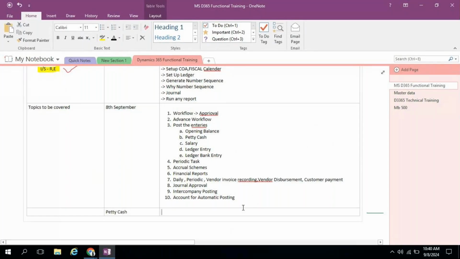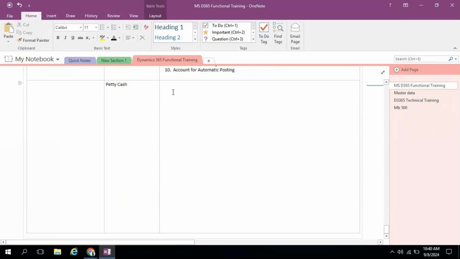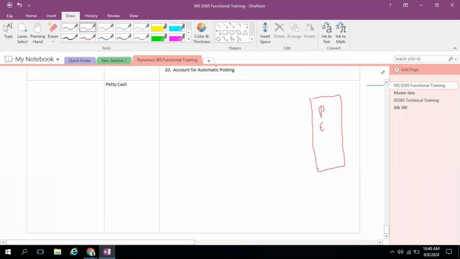So petty cash. Let's say for example, our business has now started. We want some office equipment to be purchased, so for that we are going to utilize the petty cash. Petty cash is normal cash which is utilized by the industry, by the operations, for emergency purposes or for any operational purpose.